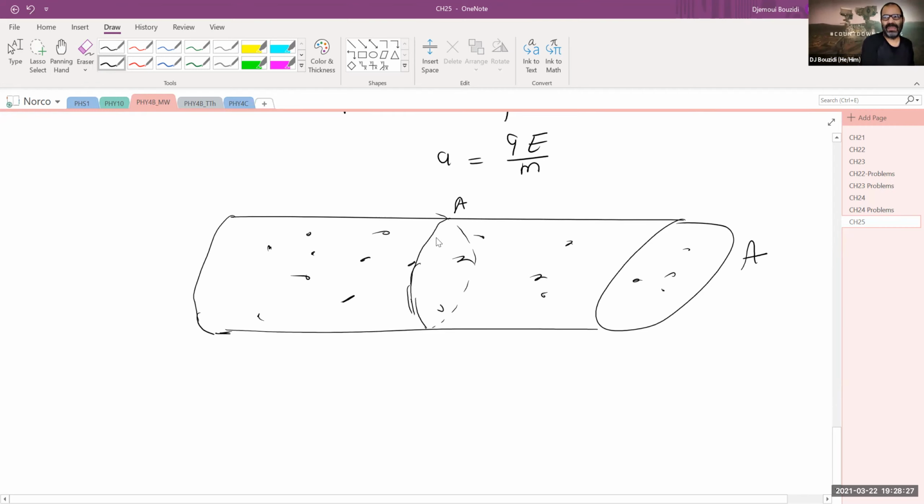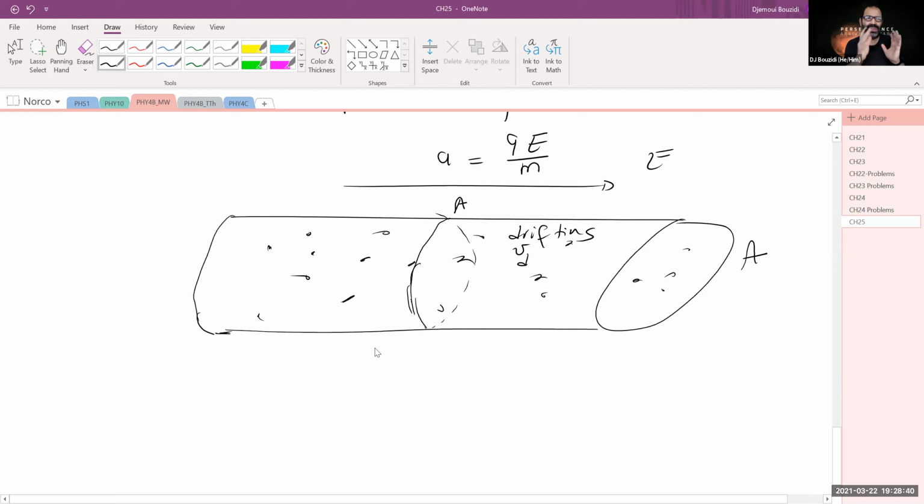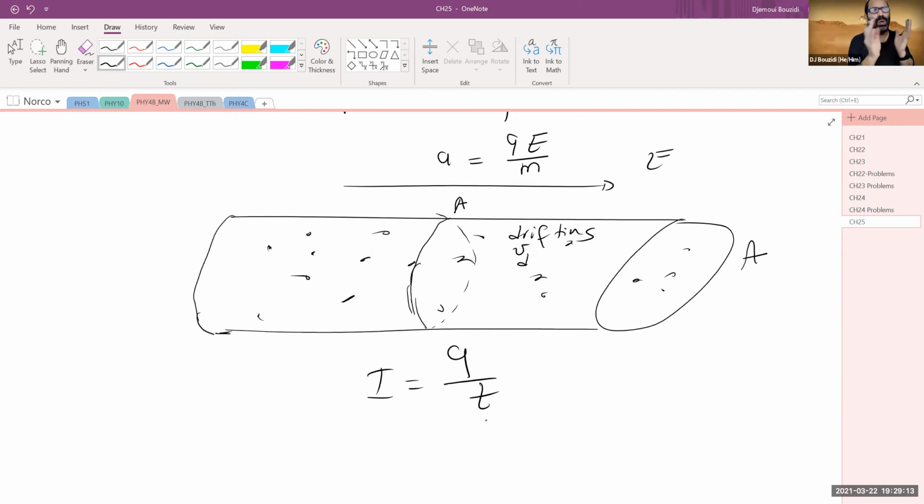Let's say, for the sake of argument, that these particles are drifting due to an electric field in this direction with a drift velocity Vd. So I'm going to assume that they have a net drift due to this electric field. We're going to find that net drift velocity in terms of the electric field. So I take a cross section and start counting how many pass per unit time. The number of charges that pass this area per unit time is the current. Because I'm assuming uniform motion, the derivative just becomes the ratio of the charge that passes per unit time, because I'm dividing by T, okay?